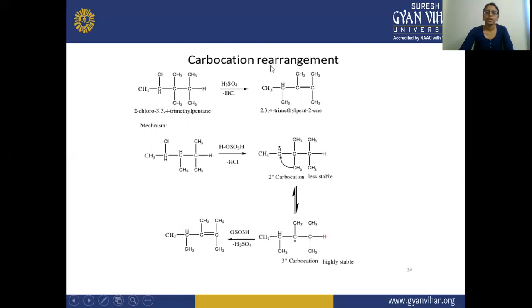So how are carbocations rearranged? In this, you can see 2-chloro-3,3,4-trimethylpentane. It is a pentane, 5 carbons. From here we will start the counting: CH3, CH, C, C, CH, CH3. In the trimethylpentane 3,3,4, on the third position, two methyl groups are attached, and on the fourth position there is a methyl group attached, and on the second position there is a chloro attached.